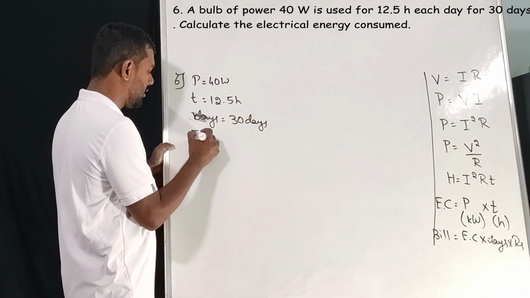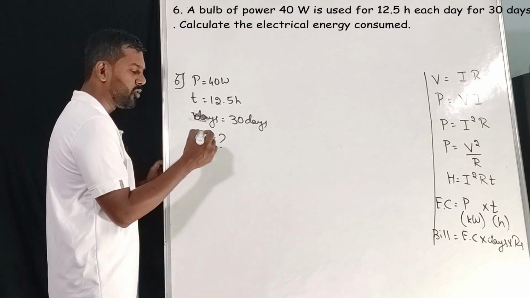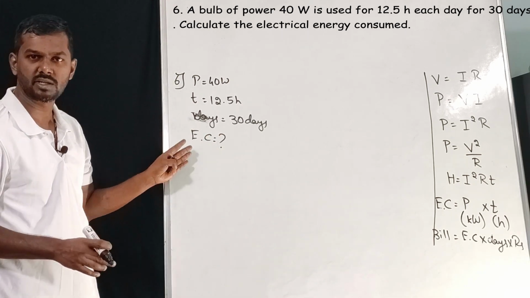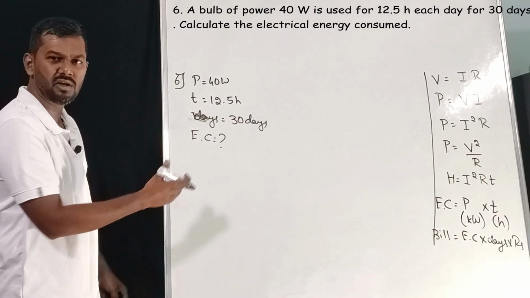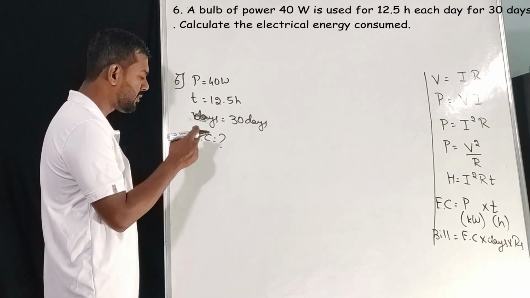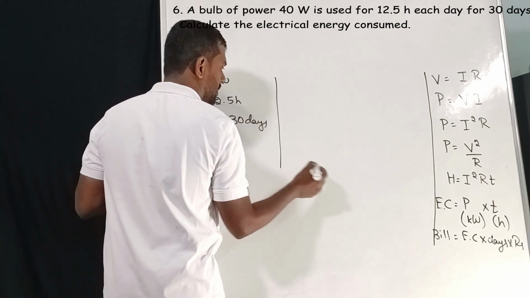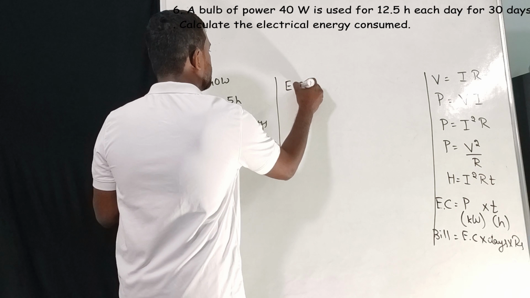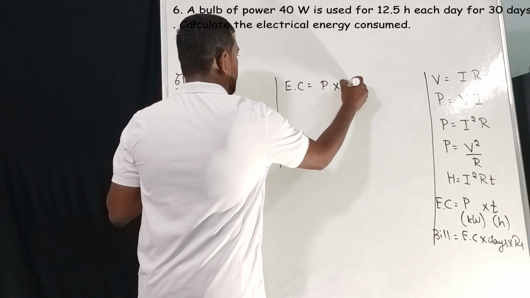Okay, we need to find EC. See, in the exam don't write EC. Okay, there is no term called EC. I have done it just to save space. See, EC is nothing but energy consumed. So what is the formula? EC is equal to power into time.